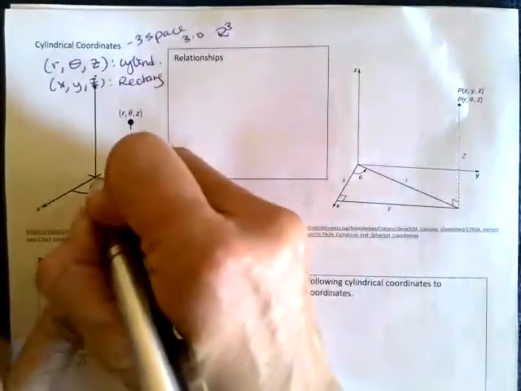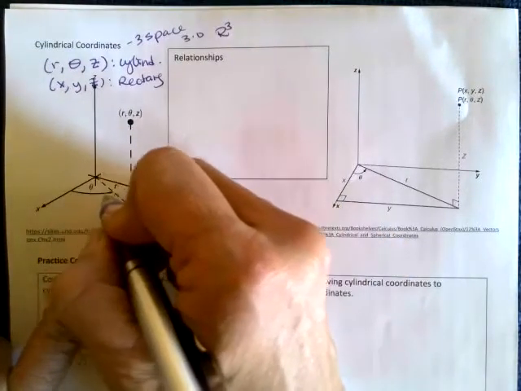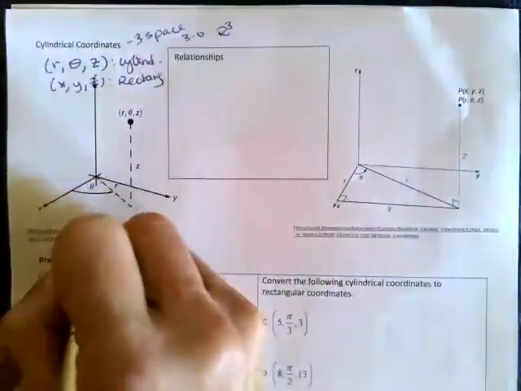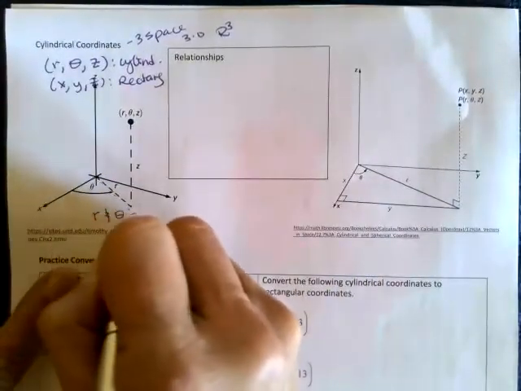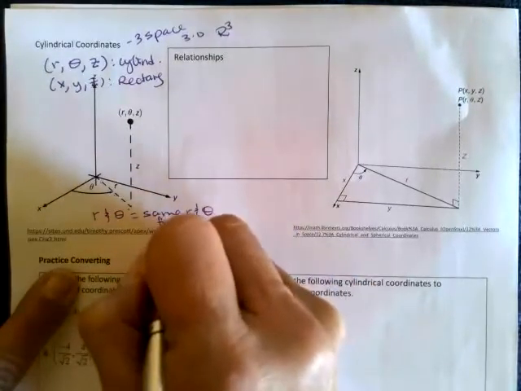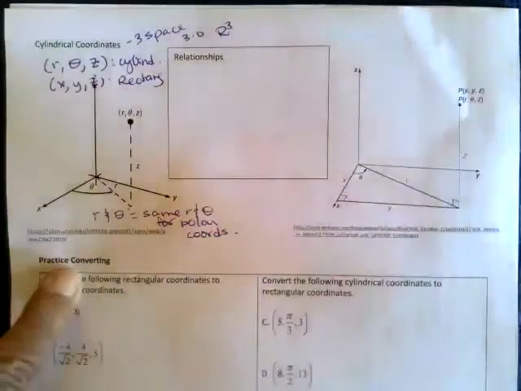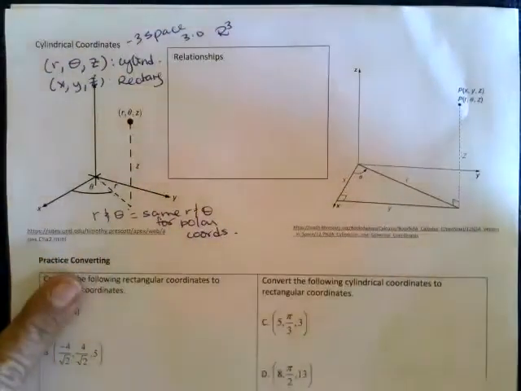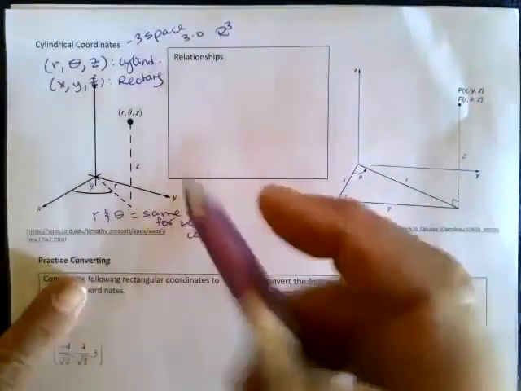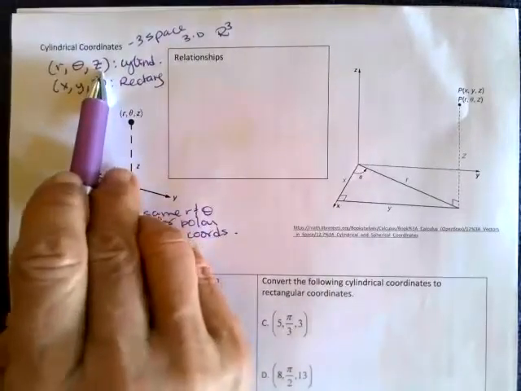There's a picture here. R is the distance out in the XY plane. Theta is the rotation from the positive x-axis. R and theta are just the same R and theta from polar coordinates, and not only are they the same, but they have that same relationship that you remember from polar coordinates. Polar coordinates are 2 dimensions in the plane. Cylindrical coordinates are polar coordinates with a Z component.